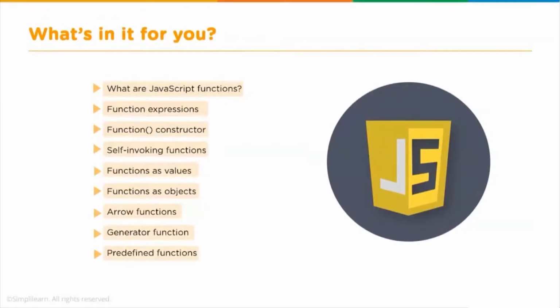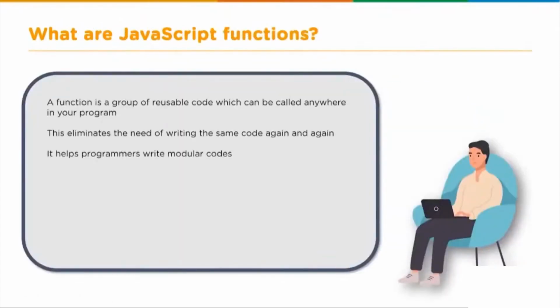What are JavaScript functions? So basically, a function is a group of reusable code which can be called from anywhere in your program, right? When you have a piece of code that you want to execute repeatedly in your entire program, it makes more sense to define it once and call it over and over, right? It makes the code more efficient and readable. This also helps programmers write modular code.